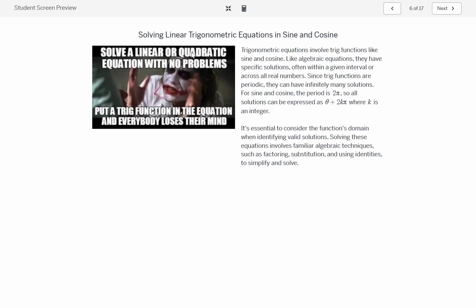So solving a linear or quadratic equation feels pretty normal, but now we're going to put a trig function in there and everybody loses their mind.